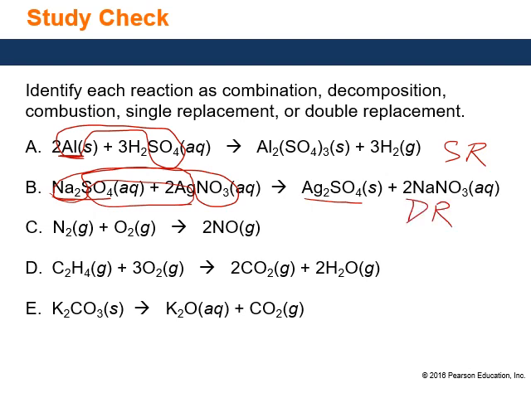Nitrogen and oxygen are combining to give you nitrogen monoxide. Two reactants, one product is combination. Next, C2H4 plus O2 is giving you CO2 and water. So remember, whenever it's a carbon hydrogen compound, mostly, but the important thing is there has to be oxygen as one of the reactants. For example, for a flame, oxygen is needed. Without oxygen, you don't have a flame. So that is an example of combustion.